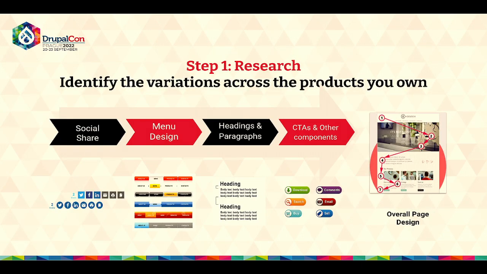How did we do it? So step 1 was the research. It was a very rigorous exercise. We went through almost all the websites to figure out how many social share icons, types of social share icons are present across the sites. How is the menu design different?